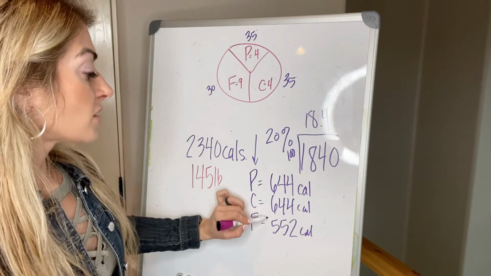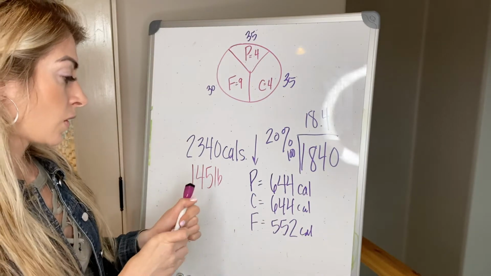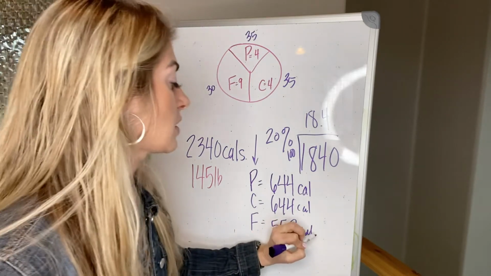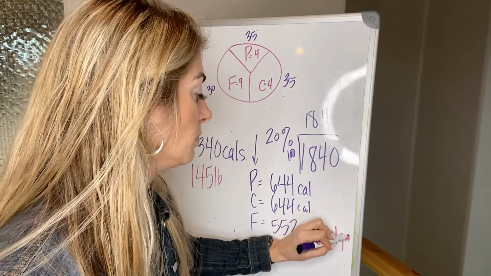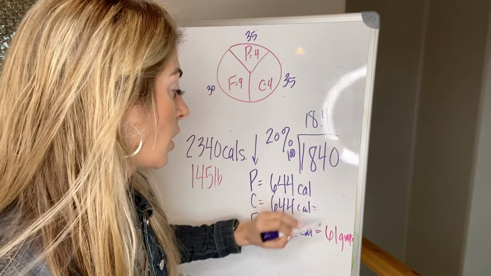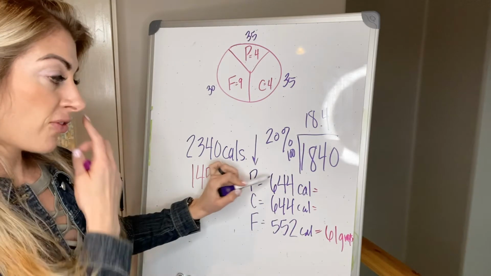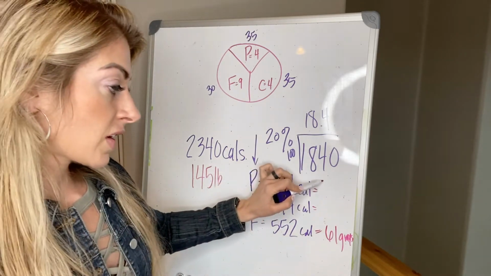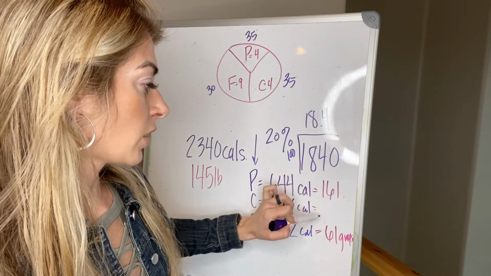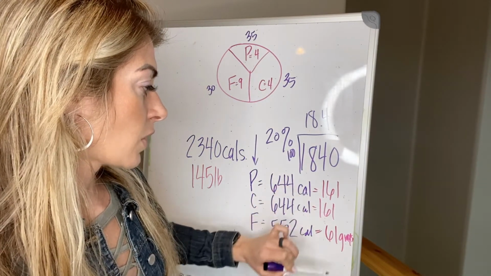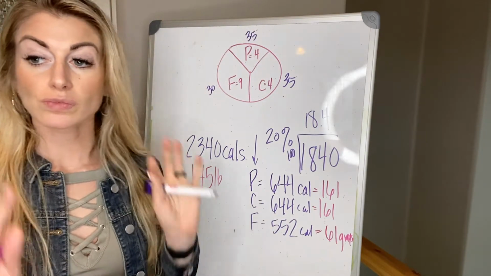So fats, we're going to divide this by 9, and that's going to give us, I'll write in pink so you can see it, easily trackable, I believe 61 grams. And then this we're dividing by 4, so that's going to give us 161 grams, okay?